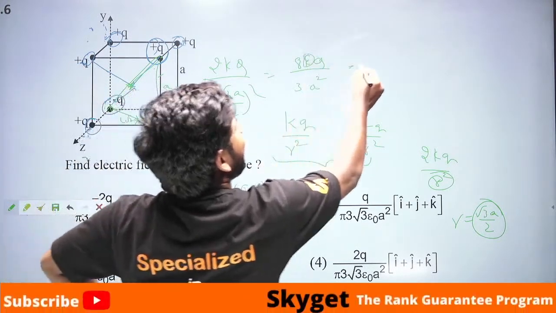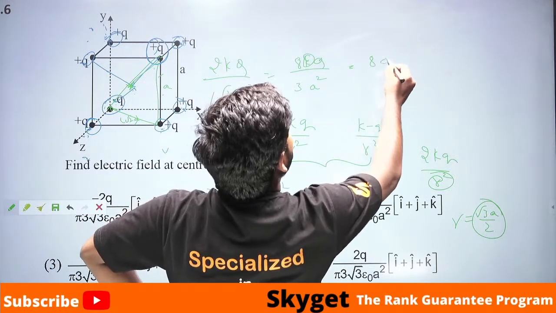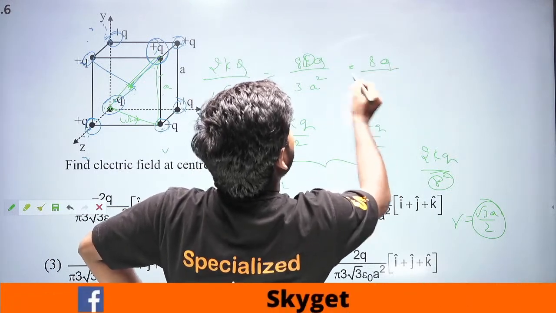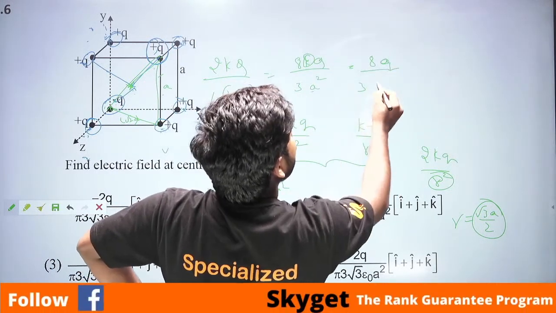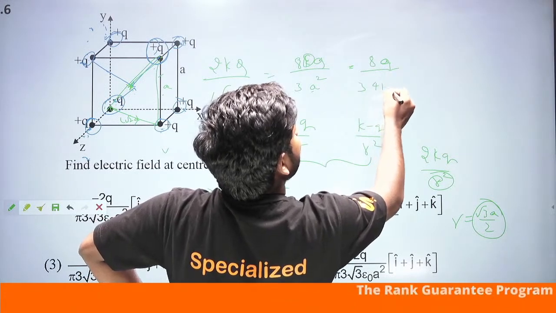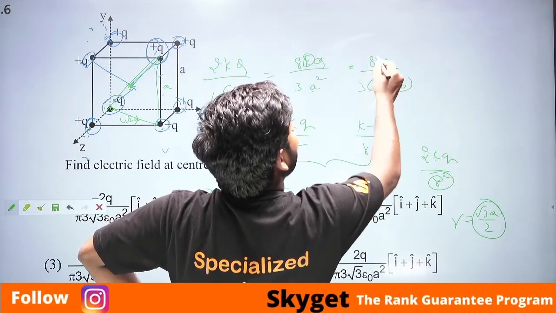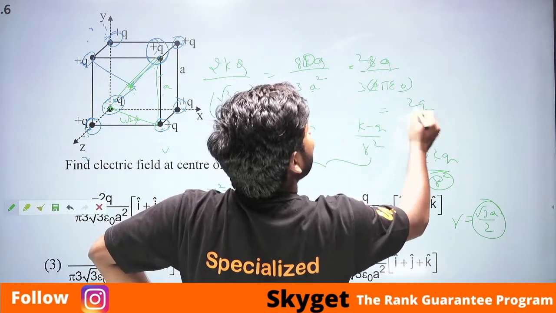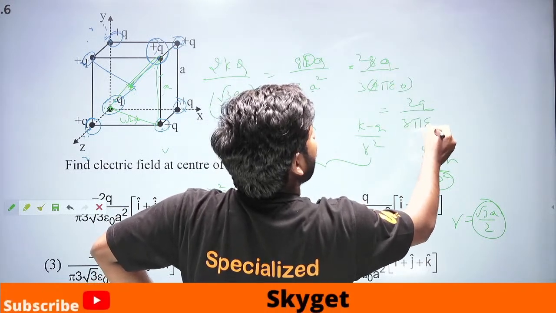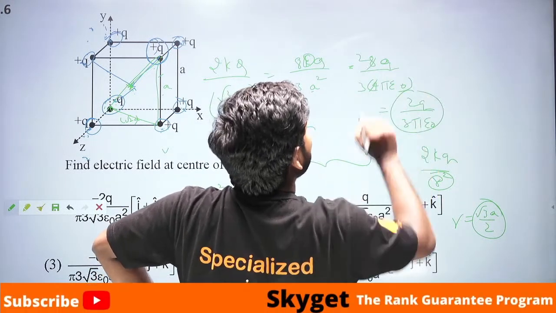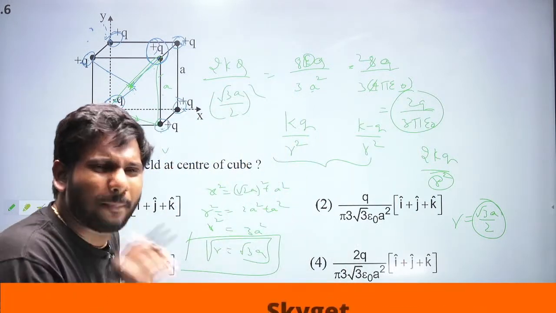What is k here? 8q by 3 into what is k, students? 1 by 4 pi epsilon naught. So this will go by 2 times. So 2q by 3 pi epsilon naught. This is the magnitude, students.